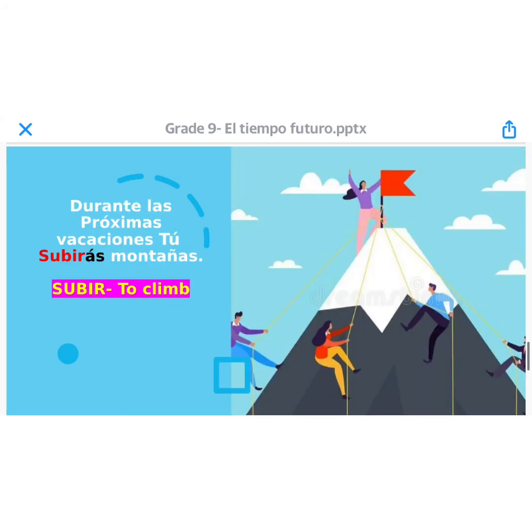Durante las próximas vacaciones, tú subirás montañas. What does this one mean?